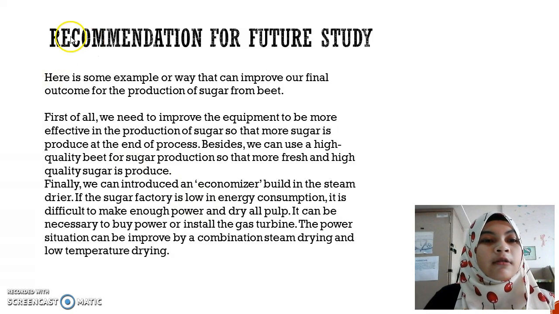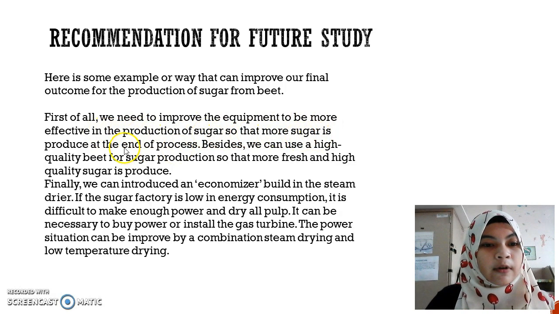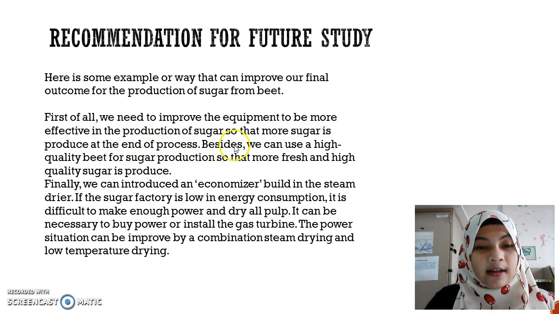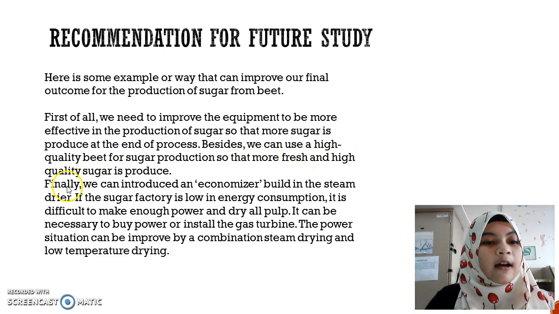So now I'm going to give the recommendations for future study. Here are some examples of ways that can improve our final outcome for the production of sugar from beet. First of all, we need to improve the equipment to be more effective in the production of sugar so that more sugar is produced at the end of the process. Besides, we can use high quality beet for sugar production so that more fresh and high quality sugar is produced. Finally, we can introduce an economizer group in the steam dryer.